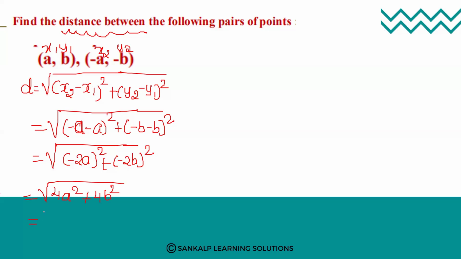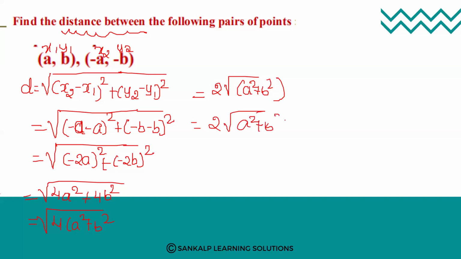Now, take 4 common. 4 into a square plus b square. 4 is a perfect square number. Therefore, square root of 4 is 2. 2 into square root of a square plus b square. So the answer is 2 into square root of a square plus b square units. Okay. This question can be asked for 2 marks.